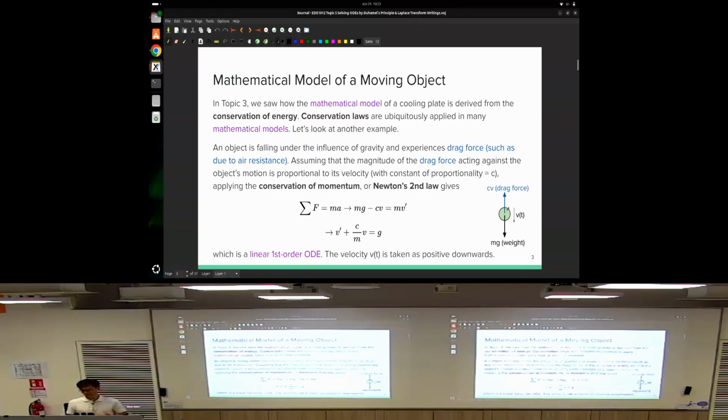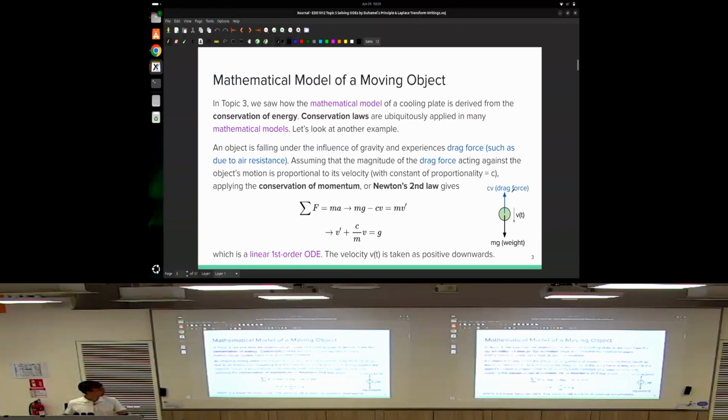Now, let's look at the free body diagram of this falling object. Obviously, it has weight, mg. Let's say the falling object is moving downwards, so the velocity is positive downwards. Then obviously the drag force must be opposing the motion of the object, so the drag force must be pointing upwards. Are there any other forces?